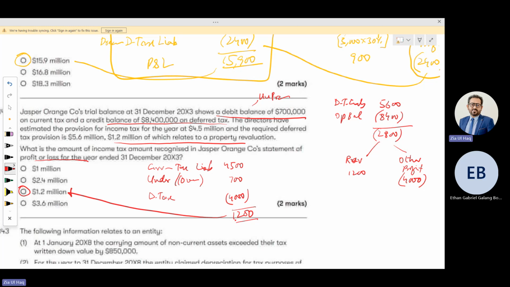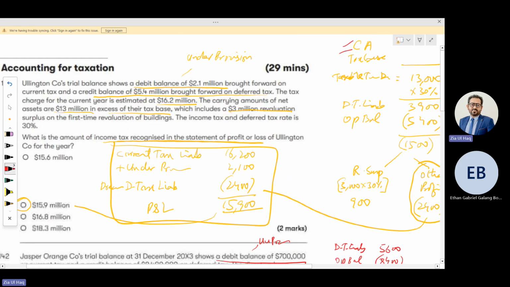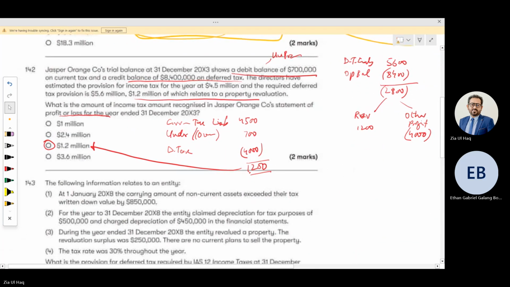Similar to the ACCA understanding, only the amount we need to see is what they have provided. In the earlier question they provided this, while in 141 they have provided this directly, and in 142 they have provided this directly. Is that clear? Shall we move forward?